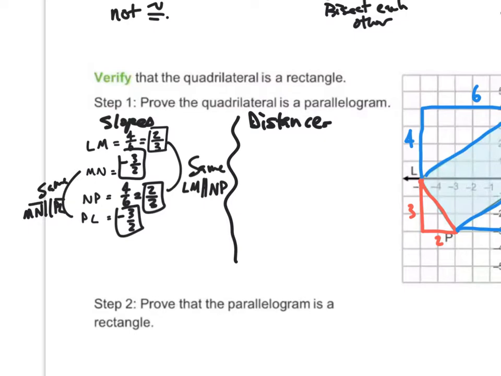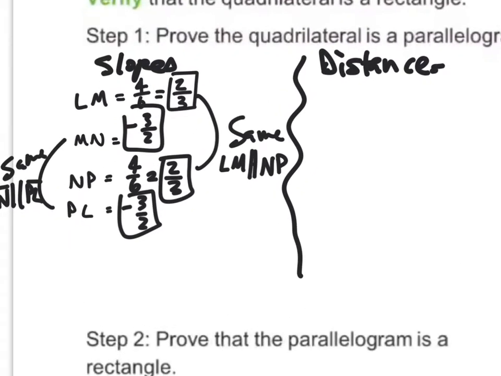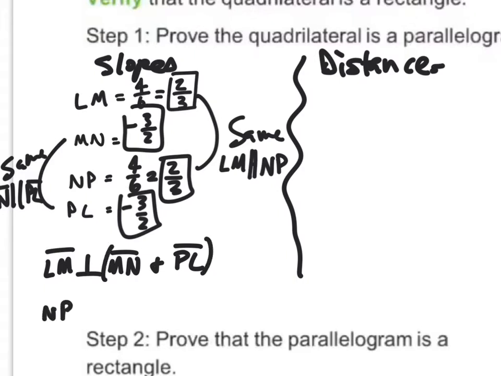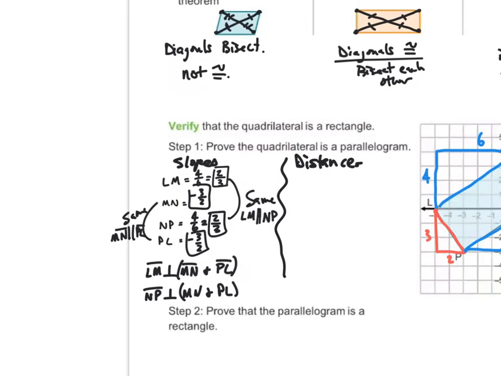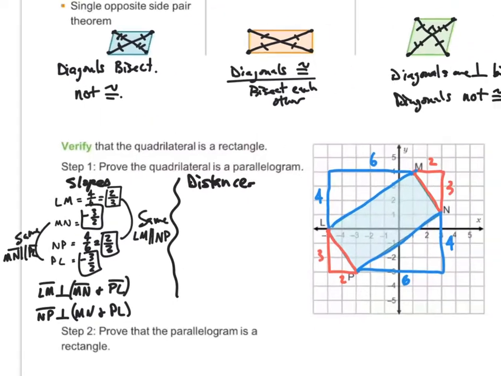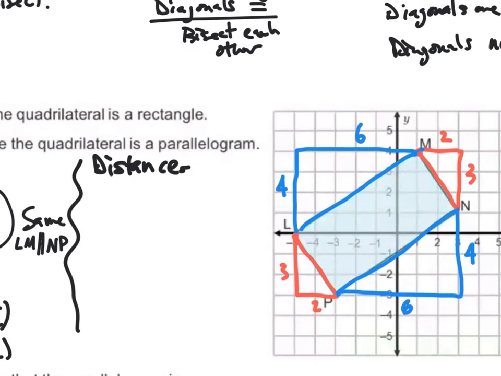So we can also conclude that LM is perpendicular to MN and PL. Same thing with NP. That's going to be perpendicular to MN and PL. So that's kind of making our case to showing that we have a rectangle, that this parallelogram is a rectangle. But let's go ahead and calculate the distances too.